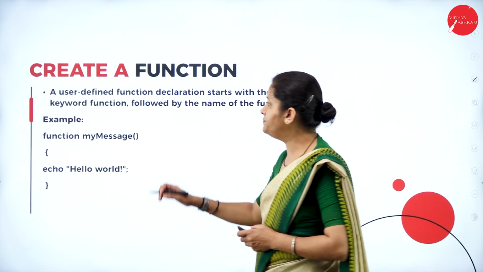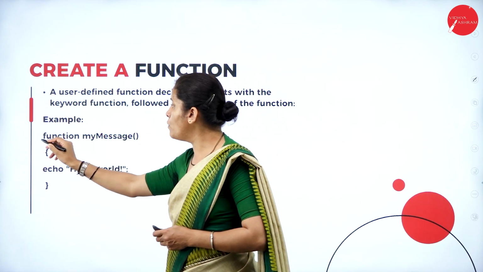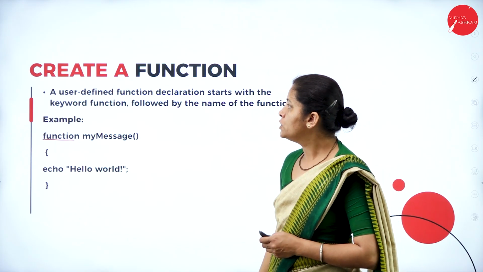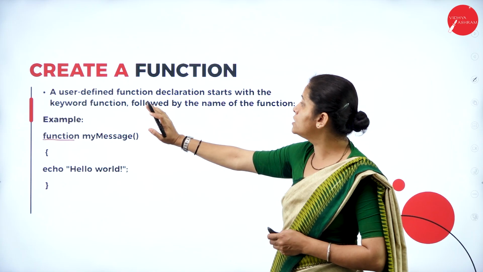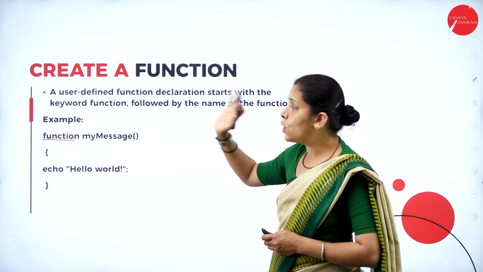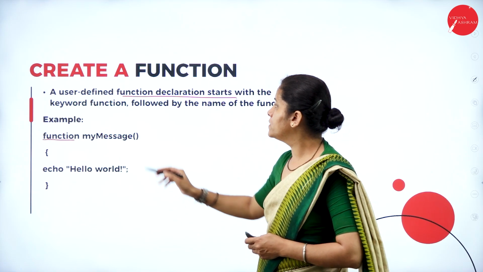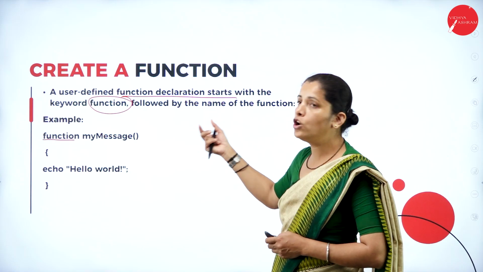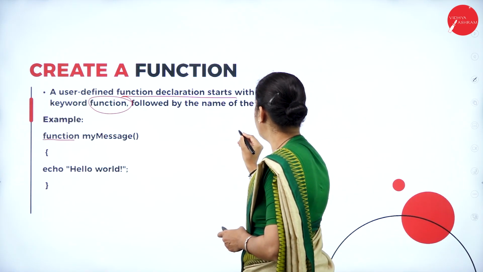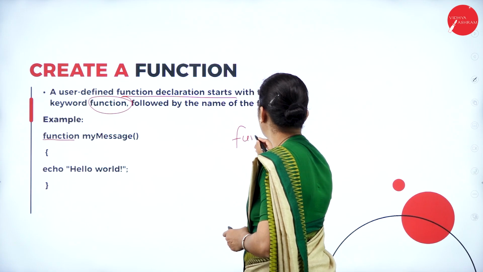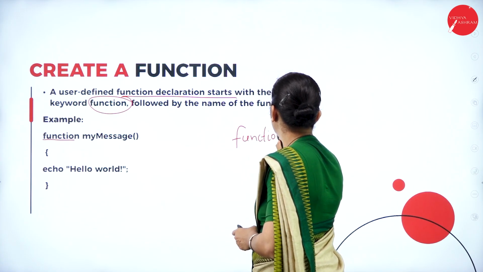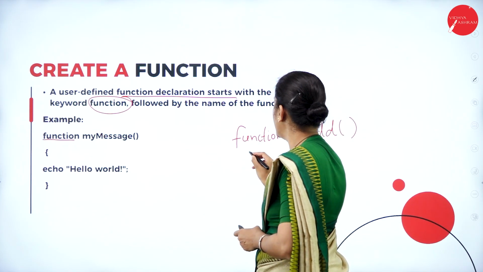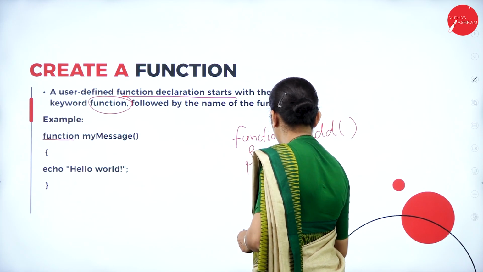See here, while creating a function, what do I want to do? I want to start with the keyword called function. So the user-defined function starts with the keyword called function. So what's my keyword here? That's nothing but function, followed by the function name. For example, I'll start with function. Adding two numbers is my function name, so I'll write add, and I'll write the set of statements.